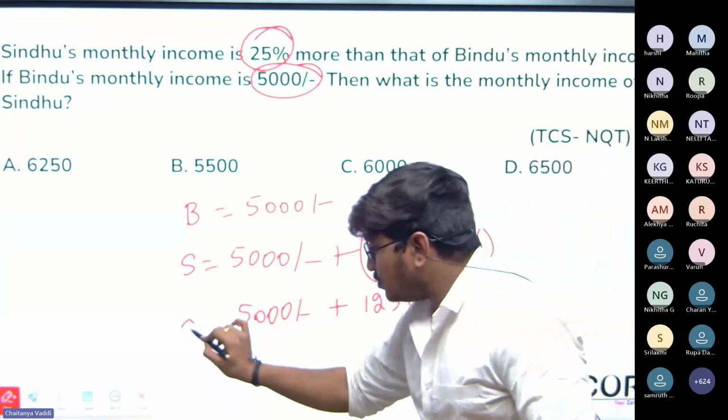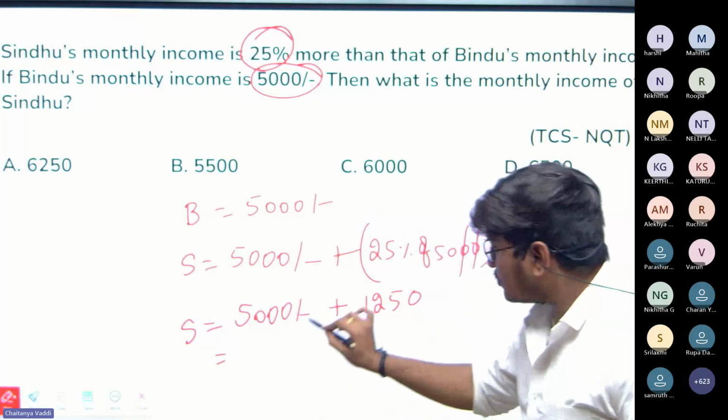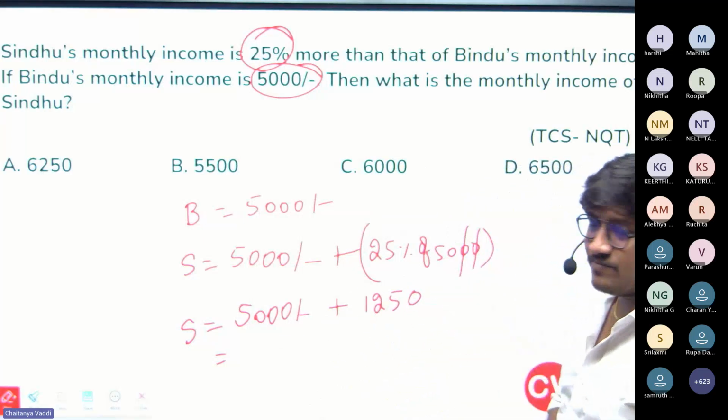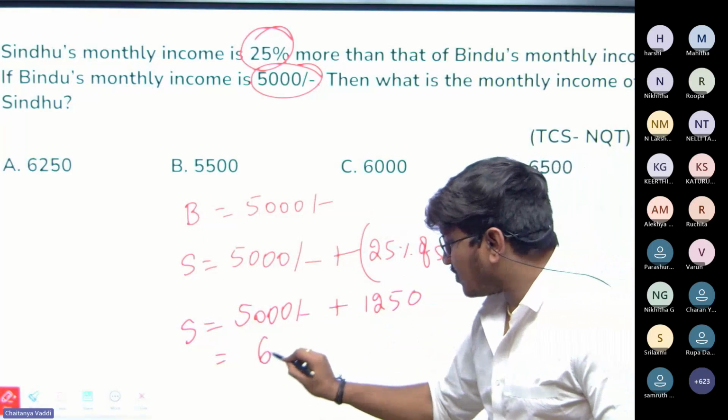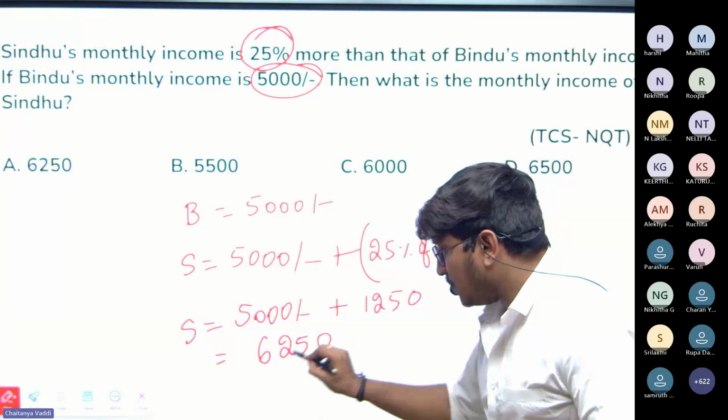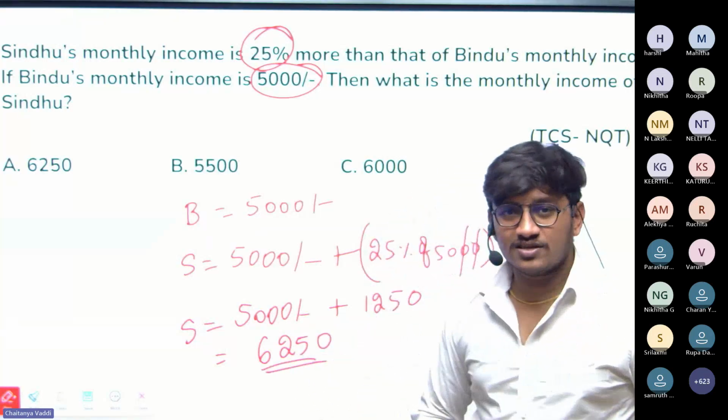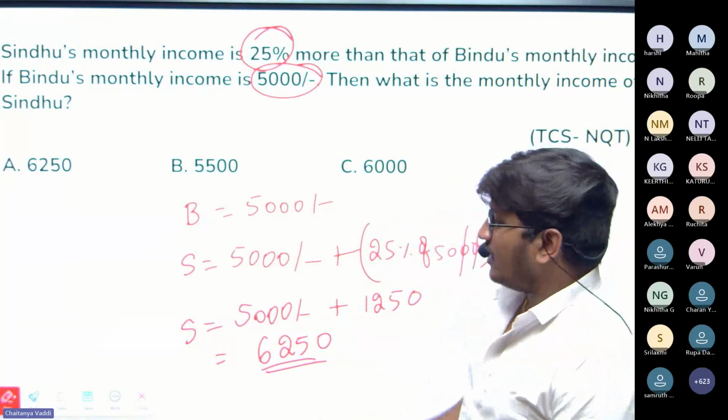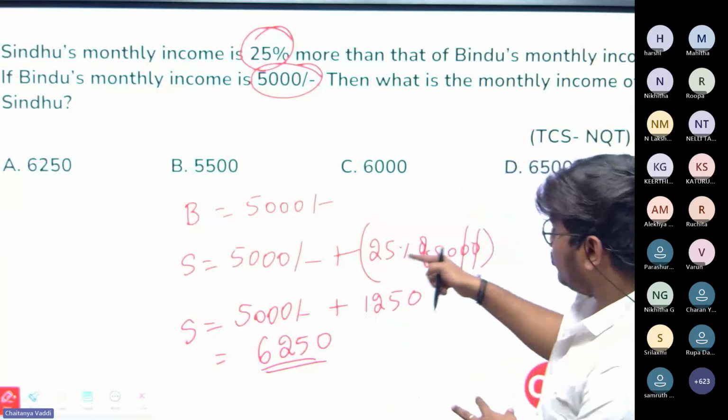So obviously Sindhu's income will be 5,000 plus 1,250. So what will be the answer? It is 6,250. This is the basic question in percentages they have given in the foundation section. At least you should understand how we should take the percentage.